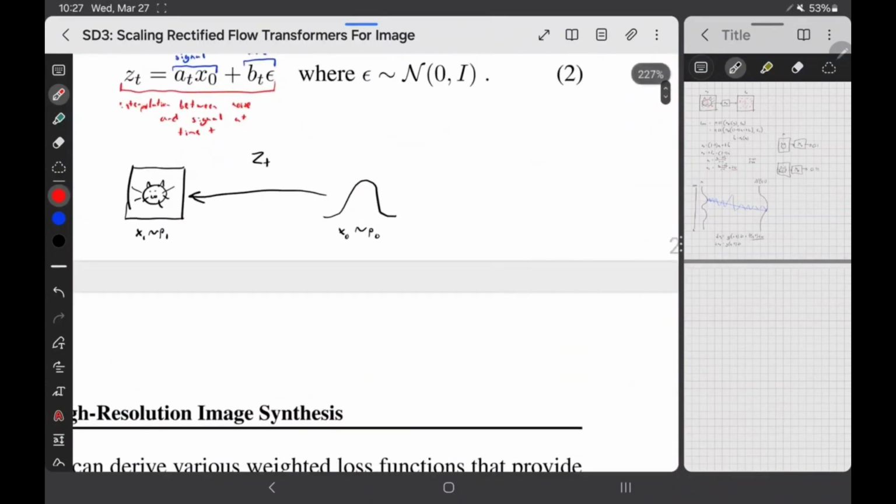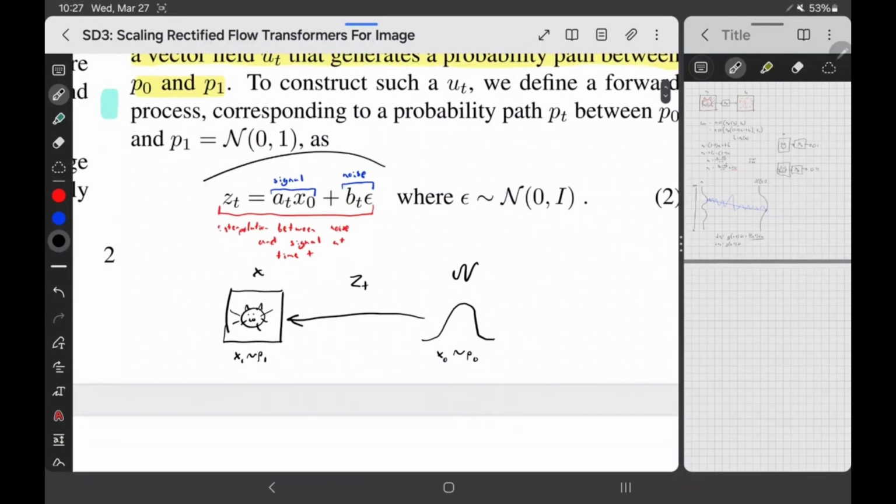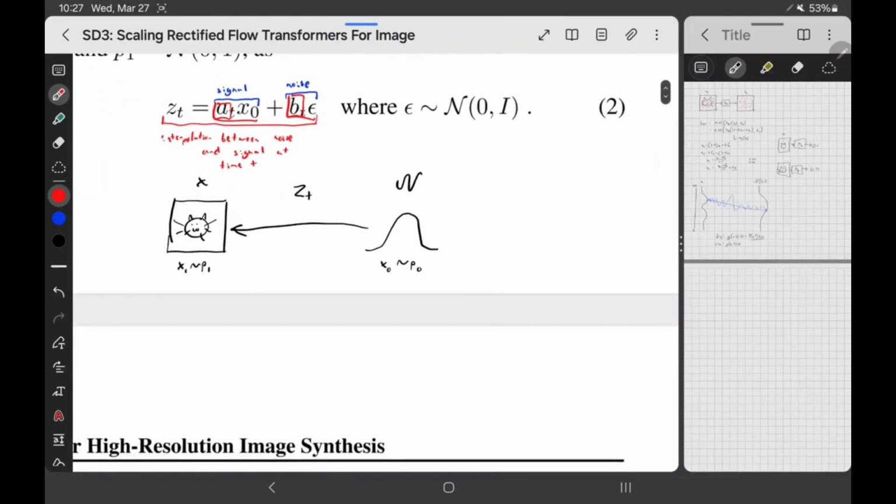Now, the formulation they set up is that you basically have this data distribution x, and you have your noise distribution over here, and you have your interpolation as we modeled it before here, where this is your signal and this is your noise. Instead of having 1 minus t and t, you have a_t for your signal and b_t for your noise. So this doesn't have to be a linear interpolation, though they do use a linear interpolation like I showed before. But it doesn't have to be. You can use different ones, but it's essentially like a straight path from your noise to your data.